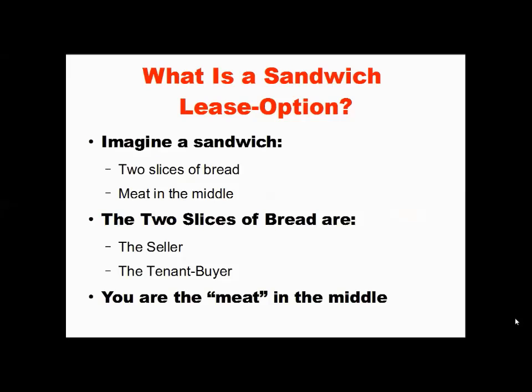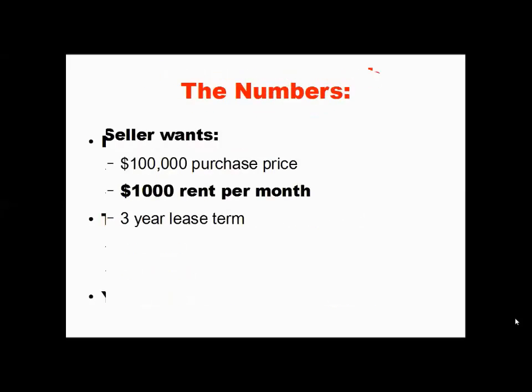So what is a sandwich lease option? Well, literally, if you'll imagine a sandwich, you've got 2 slices of bread, you've got meat in the middle, right? So the 2 slices of bread are going to be the seller on the outside and the tenant buyer on the other, with the other slice of bread. You're going to be the meat in the middle. Okay, so again, imagine this actual sandwich, 2 slices of bread on the outside, you are the meat in the middle. And that's why they get the term the sandwich lease option.